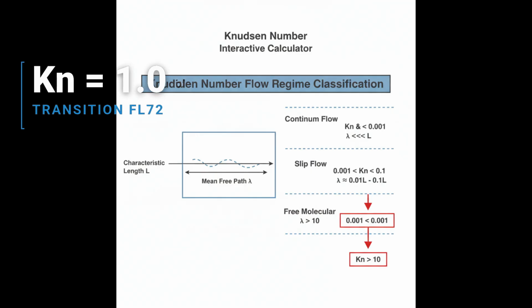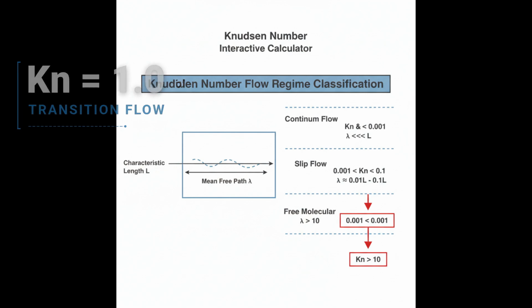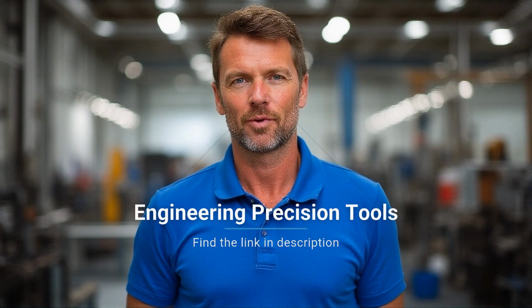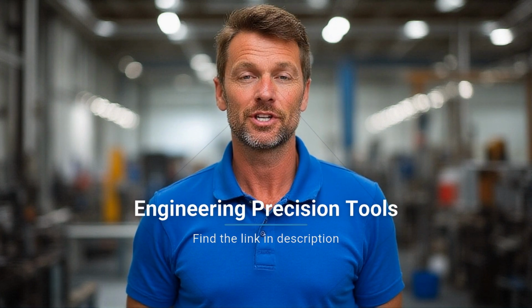This Knudsen number of 1.0 confirms we're exactly at the transition point where both molecular and continuum effects are equally important. This tool streamlines complex rarefied gas calculations for your engineering projects.